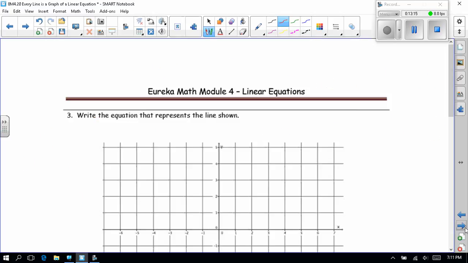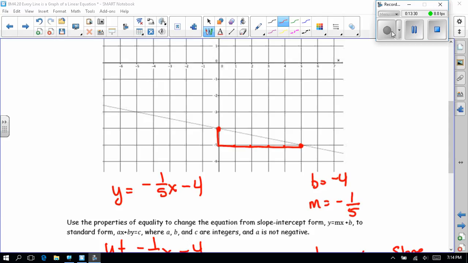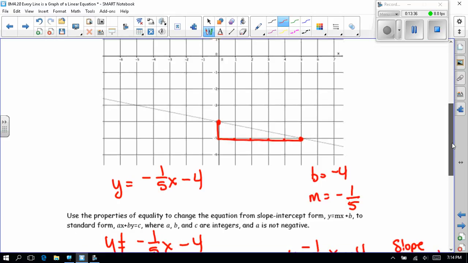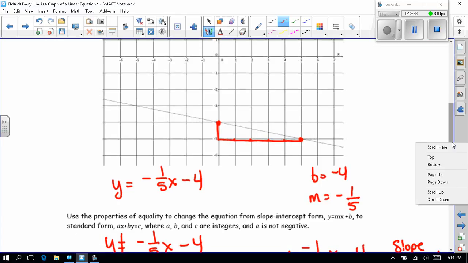Okay, for number 3, what I'd like you to do is write the equation in slope-intercept form and try to convert it into standard form before you unpause the video and check your work. Okay, so I identified my y-intercept as -4, my slope as -1/5. So when I'm writing my equation in slope-intercept form, it'd be y equals -1/5 x minus 4.